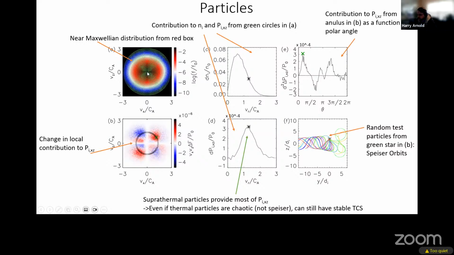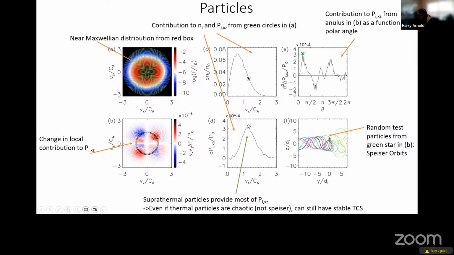But I took all these different green circles here, these rings between them, and I plotted various quantities. So this plot here shows the density as a function of what I'm calling VR, which is the radius of these green shells in VXVZ space. And then I did the same thing for the off-diagonal pressure contribution. This bottom plot shows the local contribution in phase space to this off-diagonal pressure component. And this plot shows that line through each of these shells as a function of VR.